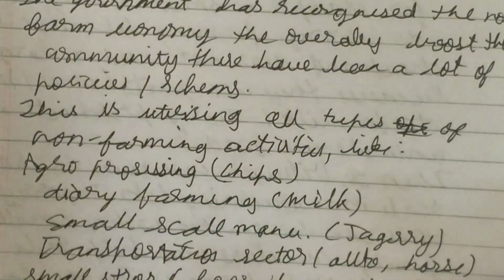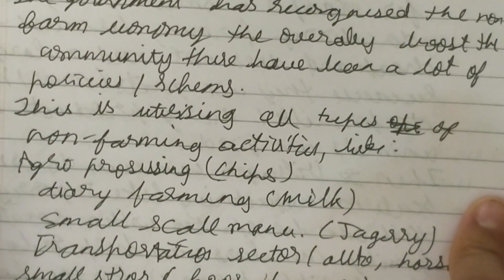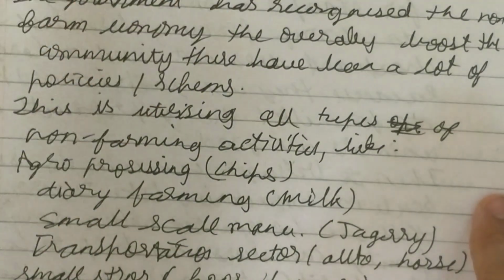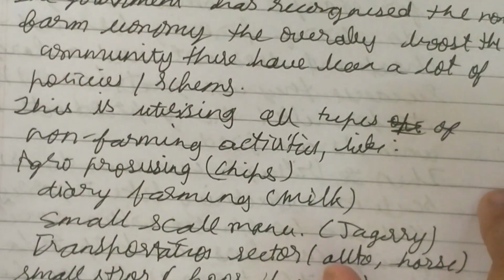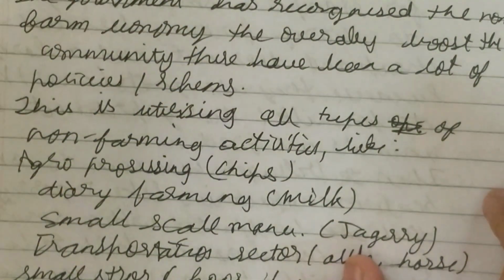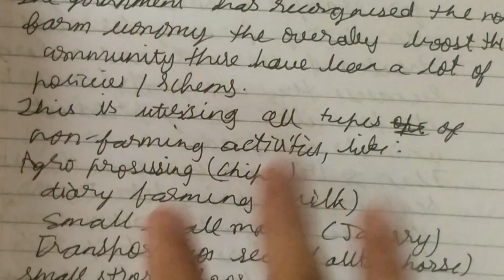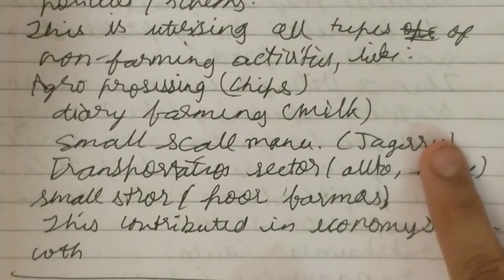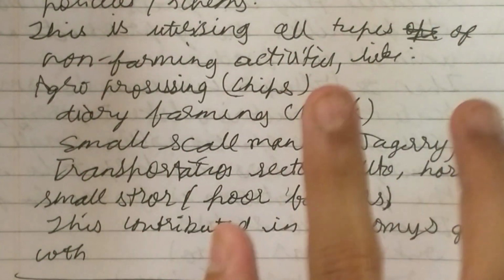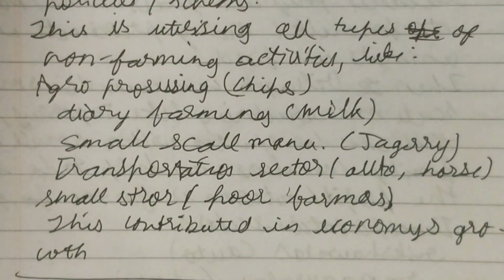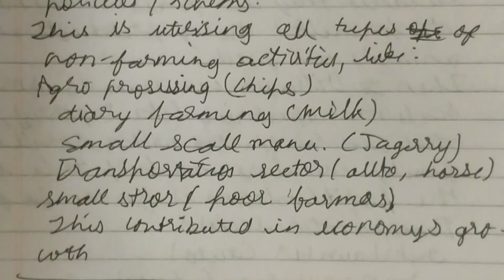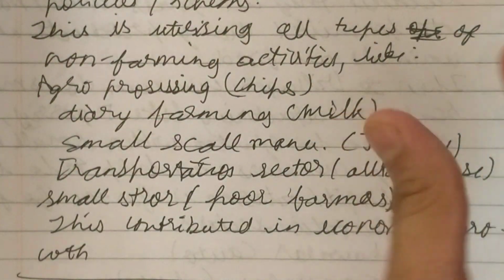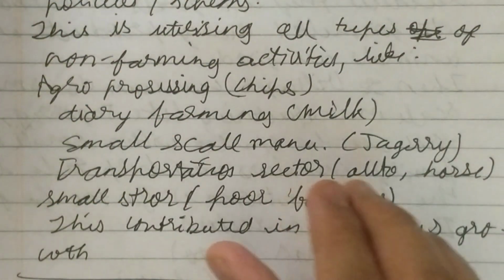And this has helped everyone, and the government has even recognized this form of economy, and they boost it by putting in policies and schemes, and the government is helping for the empowerment of our community and our society. So this is utilizing all types of non-farming activities like agro processing, which is the chips one. What you buy from the farms, you just process it a little bit, and then it will go into shops that we can buy from and use for our food making or other things.